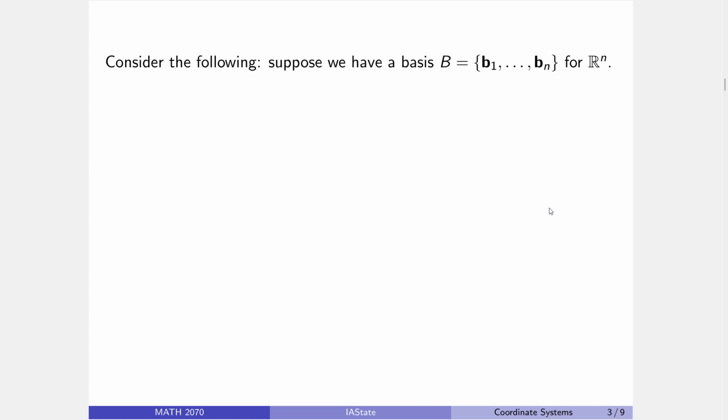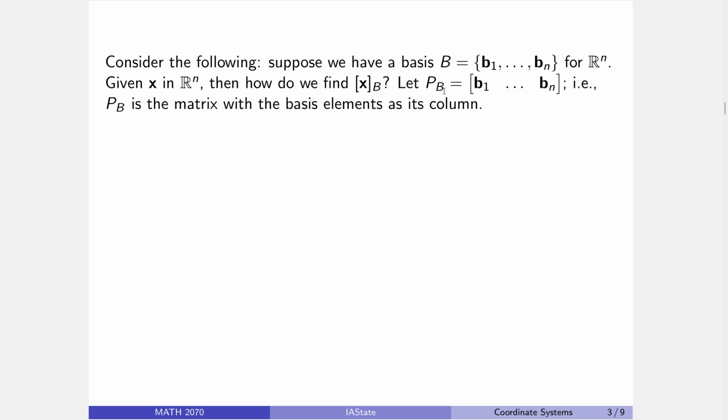Well, let's go to Rn for a second and play around with these coordinate vectors. So, let's say you got a basis for Rn. We know that that list of elements will create an invertible matrix. We noted an invertible matrix makes a basis, and vice versa. So if I take an element of Euclidean space, how do I find the coordinate vector for it? Well, let P sub B be the matrix that has the basis elements as its columns.